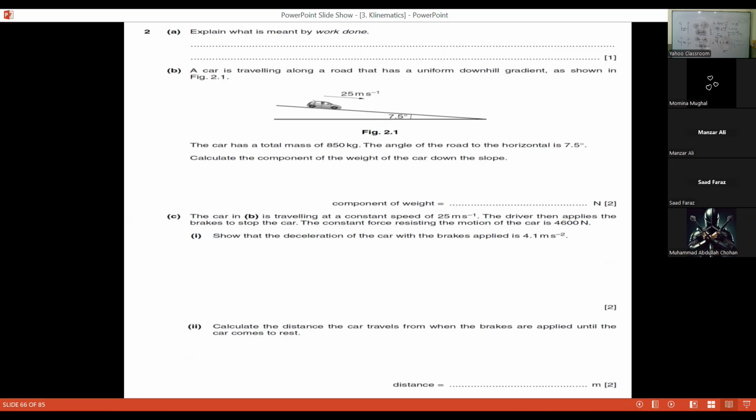What is meant by work? It is the product of force and distance moved in the direction of the force. Very important definition.